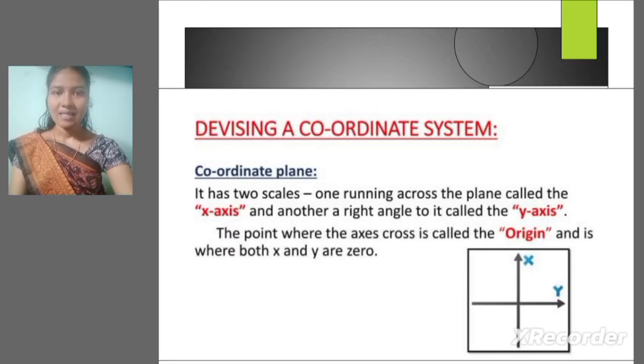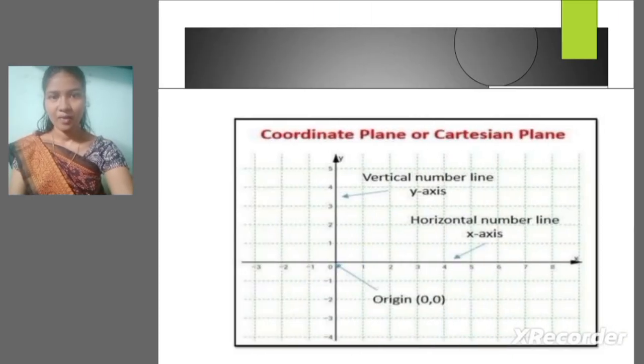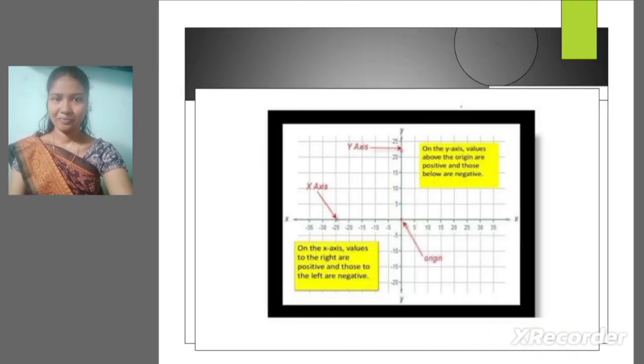So it has two scales. One running across the plane is called the x-axis and the other at right angles to it is called the y-axis. The point where the axes cross is called the origin, and is where both x and y are 0. Coordinates in the plane: the vertical number line denotes the y-axis and the horizontal number line is the x-axis, and the origin is (0, 0). So here it shows the y-axis, x-axis and the origin.